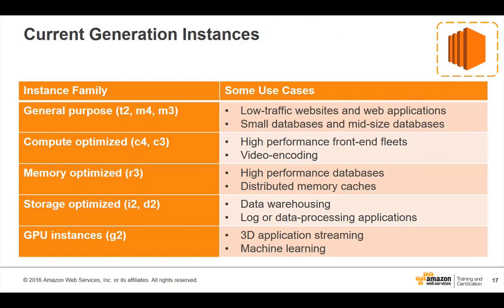This is just a chart showing what I just talked about, pretty much. The different types of machines are good at different things. High memory, 3D application streaming, T2 is great for websites, and even M4s, M3 for legacy.